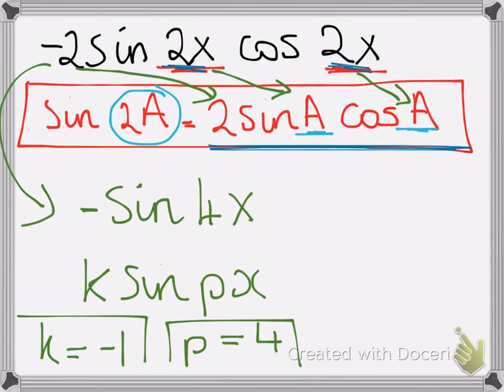Alright, so now we can substitute in. So what am I subbing in for? I'm subbing in for 2 times the sine of 2x cos 2x, and I get minus sine 4x. Okay, and now I have it written in the format of k times sine px, where k will be minus 1, p is obviously 4.